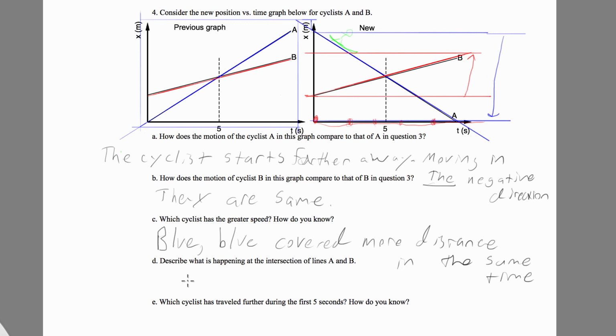What is happening at the intersections of A and B? Well, here I will give an example of a silly answer. They pass going opposite directions. And maybe they give each other a high five. Exchange high five.